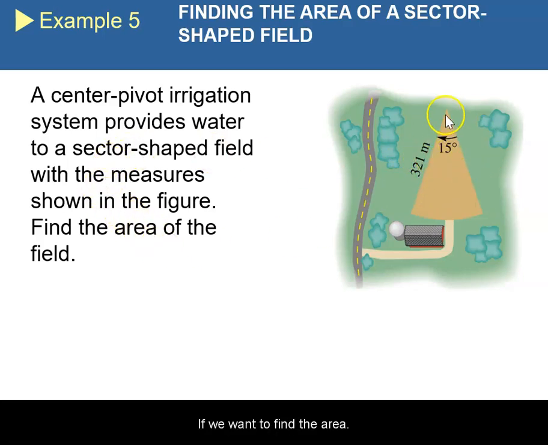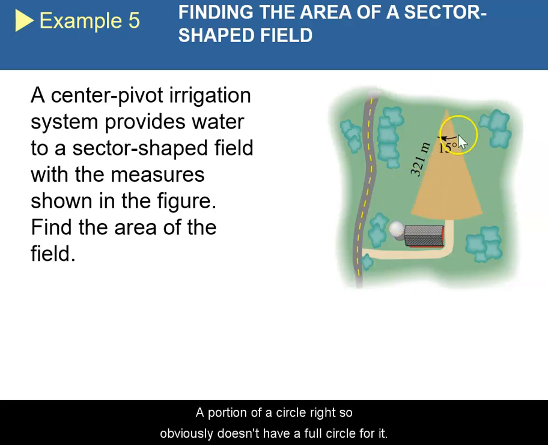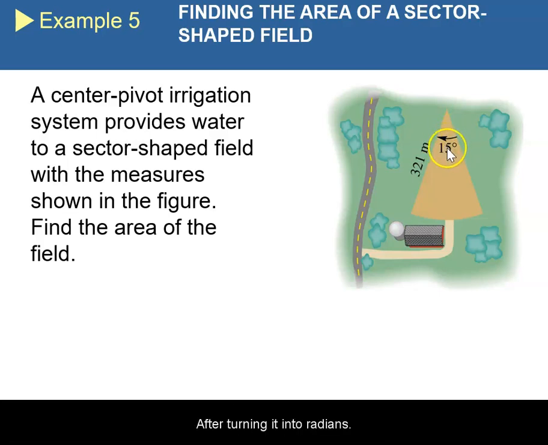So if we want to find the area of the coverage of this irrigation, basically what's being watered, we have a portion of a circle. Obviously it doesn't give us a full circle, but we can think of this as a portion of a larger circle. So we have what we would use as a radius, and we have an angle measure. So we would cut this angle measure in half after turning it into radians, and then we would square this radius.